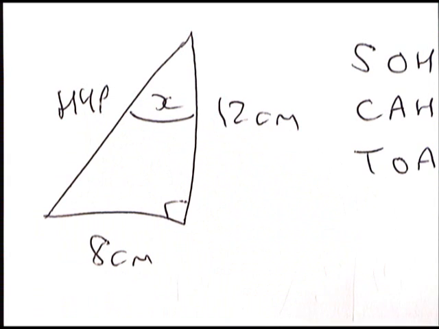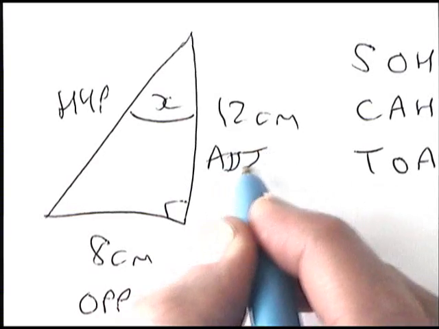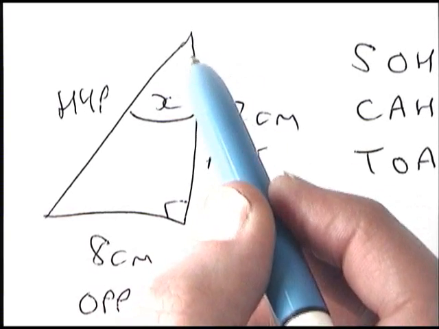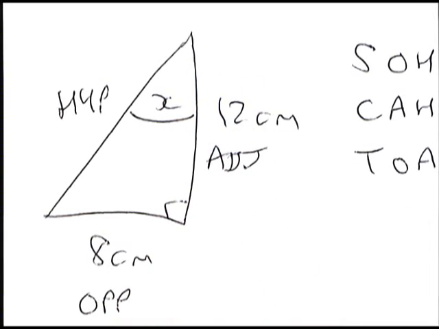The opposite is the side opposite the angle. There's our angle. This side is opposite, so I'll mark that as the opposite side. The other side has got to be the adjacent one. And as a check, it's always got to be between the angle and the right angle.